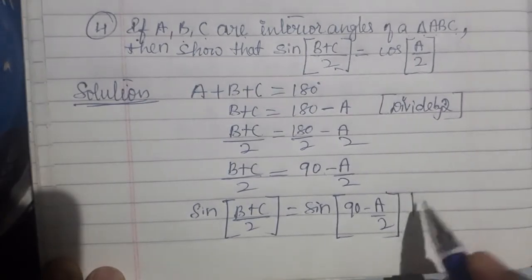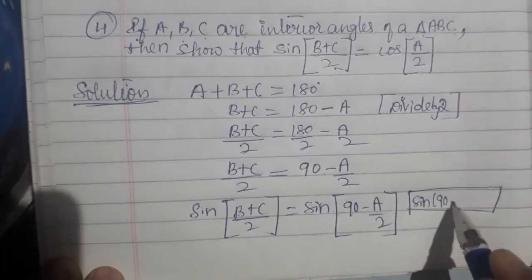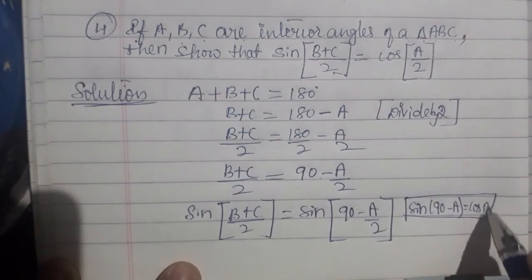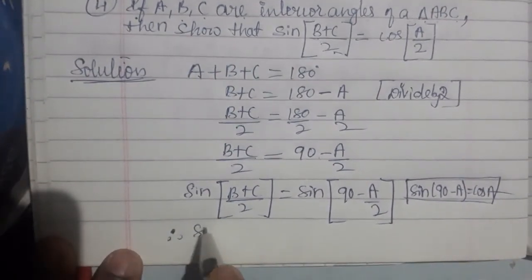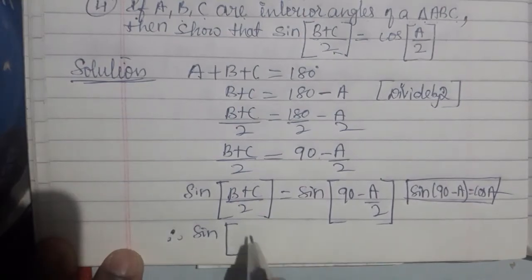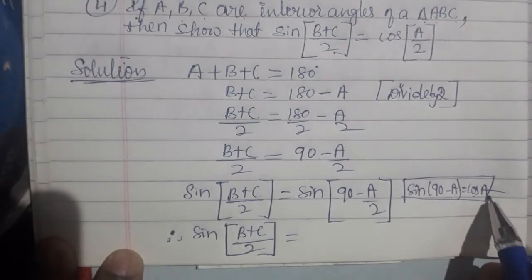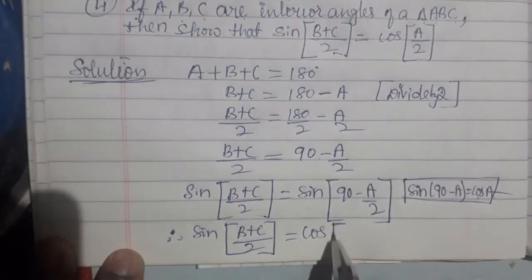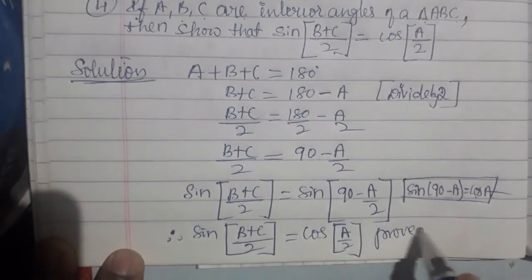And what do we know? We know this. Sine 90 minus A is equal to cos A. So therefore I can write sine (B plus C) by 2 is equal to sine (90 minus A by 2), which is equal to cos A by 2. This is what we wanted to prove. It is proved.